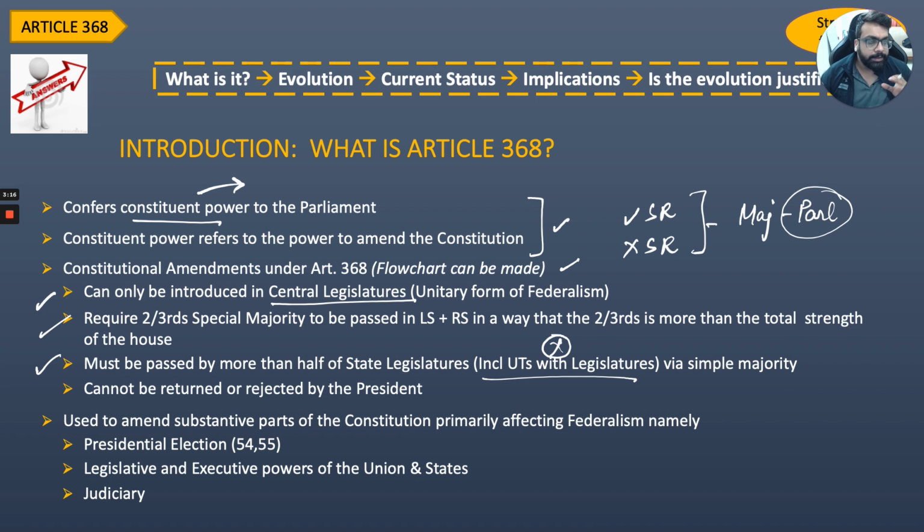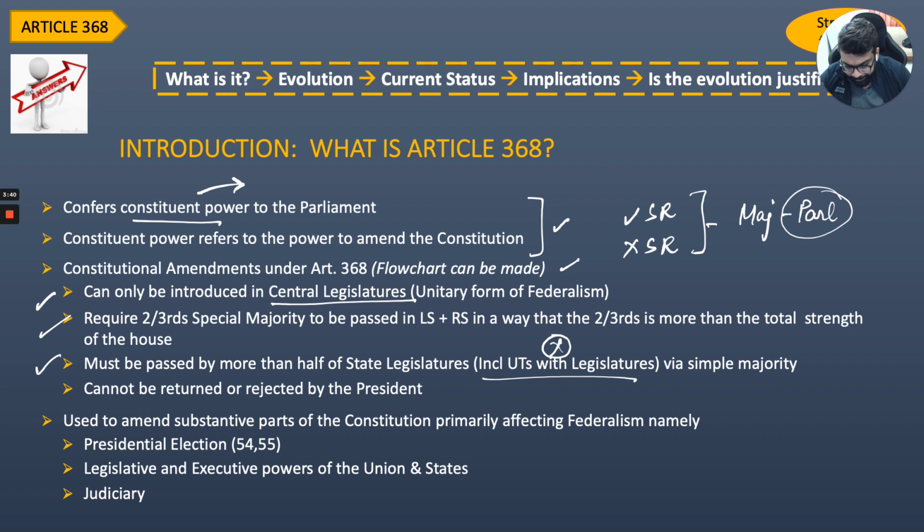Now, all of this is an indication of the unitary form of federalism. How? One, the fact that constitutional amendments can only be introduced in the central legislatures. Two, the central legislatures require a tougher majority, whereas the state legislatures would require a relatively simpler majority, in the form of a simple majority, to pass the same amendments.